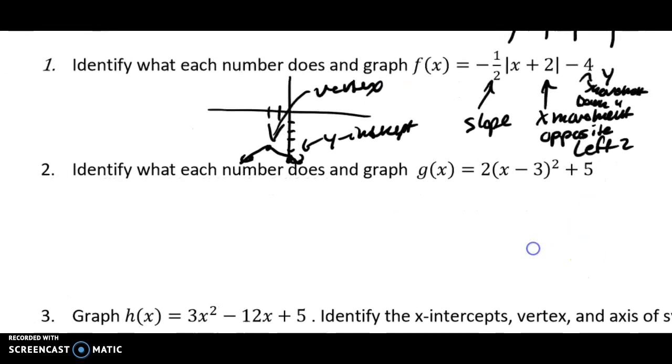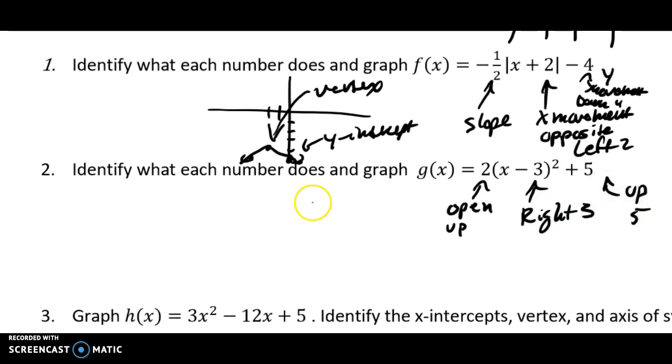Next, we're going to do the same thing for number 2. This isn't a slope. This tells us that it's going to open up, and it's going to be twice as tall. This is going to be a right 3 because it's the X movement. This is up 5. And this is a squared here, so it's not going to be a V shape. It's going to be a U shape. I'm saying it's going to be a parabola. So we're going right 3, up 5. That's our graph so far, right there.